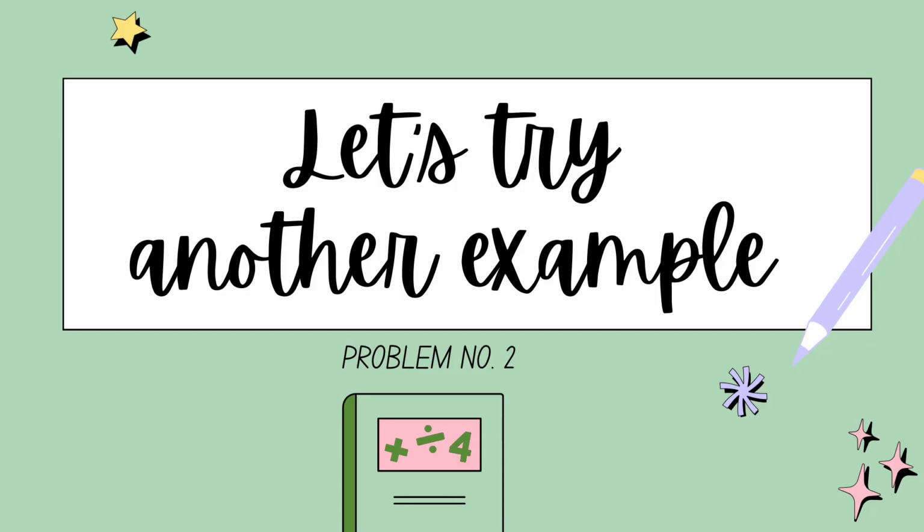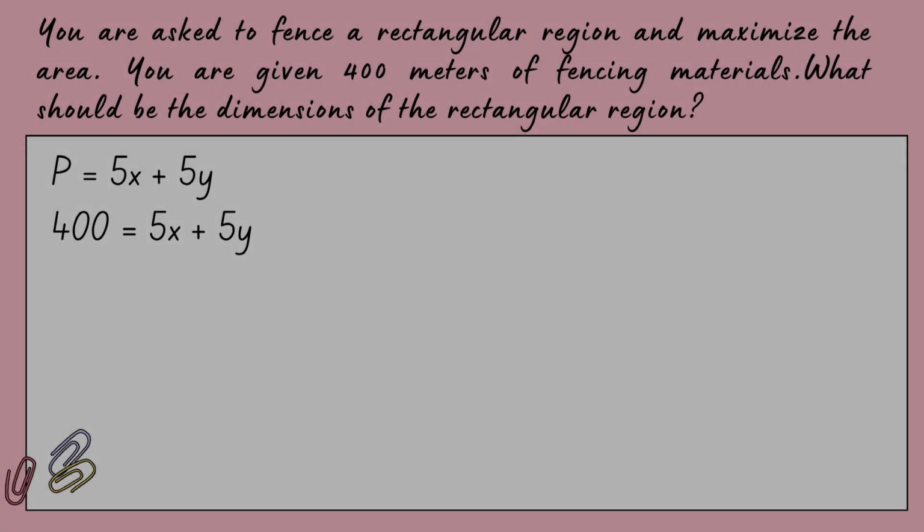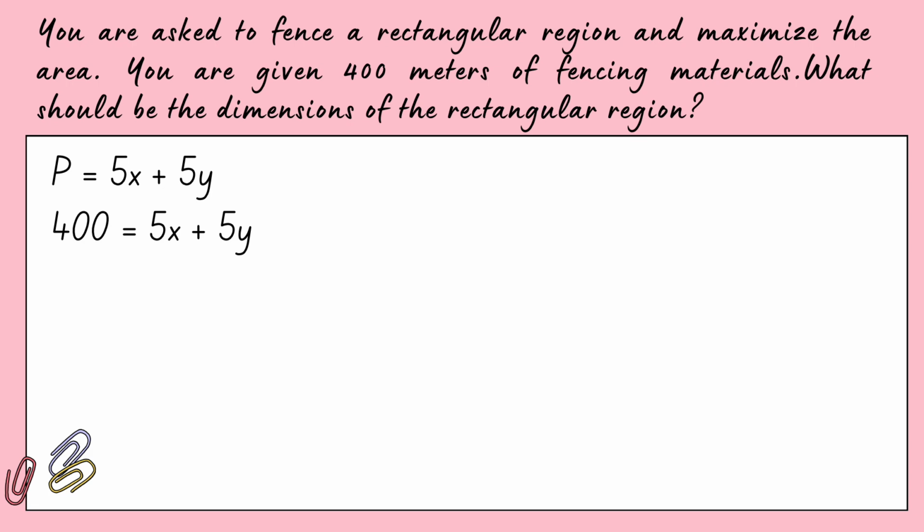Let's try another example. Problem number 2. You are asked to fence a rectangular region and maximize the area. You are given 400 meters of fencing materials. What should be the dimensions of the rectangular region? The perimeter is 2x plus 2y. In the problem, there's 400 meters, so P is 400 equals 2x plus 2y. Let's solve for the variable to substitute into the formula of area. Since 400 is equal to 2x plus 2y, let's divide both sides by 2, and it will become 200. So 200 is equal to x plus y.